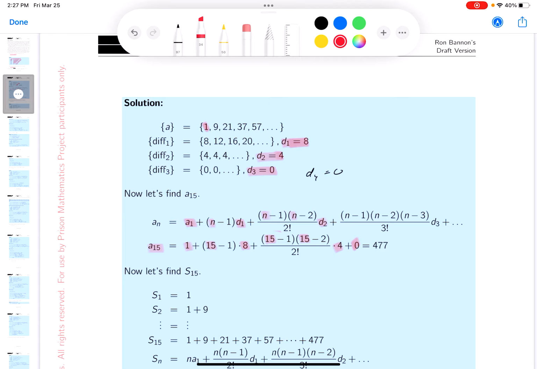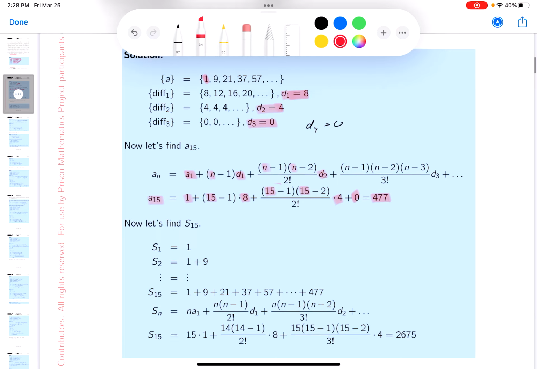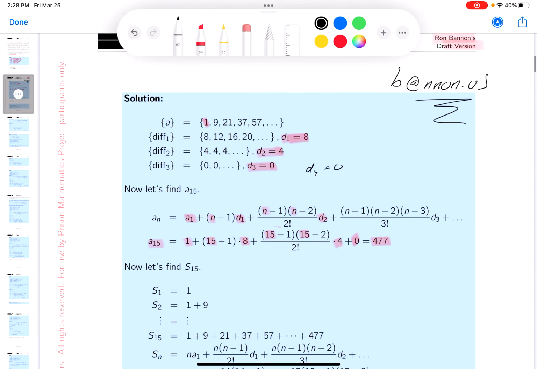We're expecting you to do the arithmetic on it, and we certainly would like you to do the arithmetic on it. All right, so what do you get over there? 477, right? If you're not getting that number, please let me know, which I probably should remind you. My name is Ron Bannon. Email address, Bannon, B as in boy, the @NNON.US.